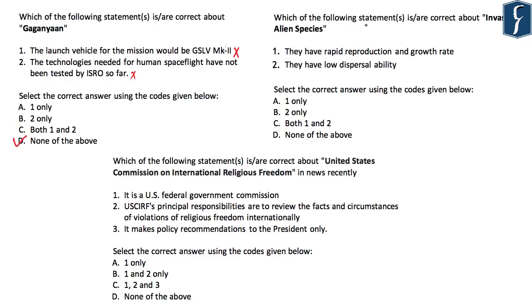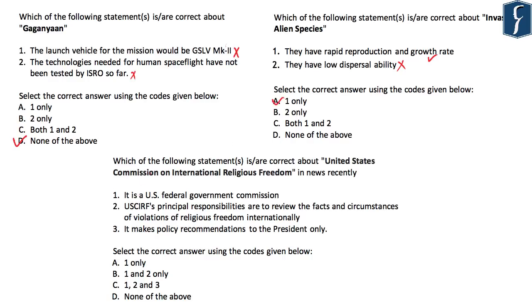Next question is, which of the following statements are correct about invasive alien species? First option is they have rapid reproduction and growth rate, which is correct, and this is what enables these species to outcompete the local flora and fauna. And the second option is that they have low dispersal ability, which is incorrect as the dispersal ability of these invasive alien species is extremely high, and hence the right answer is A, 1 only.